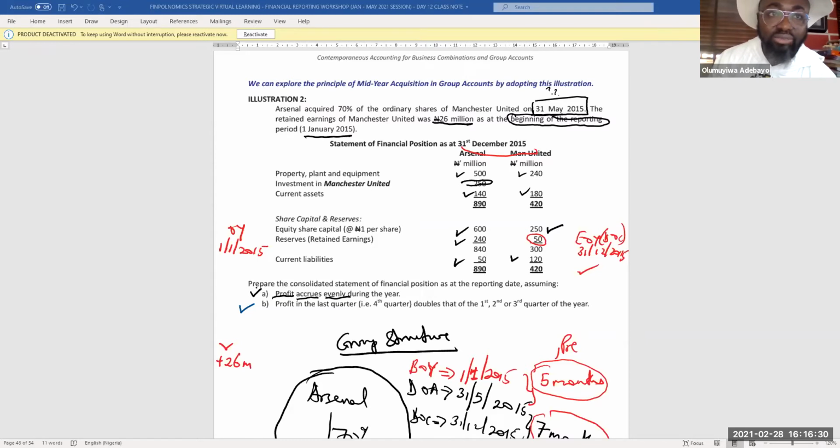Can you read what is there again? Can you read this sentence? Let me help you highlight so that you can read carefully. I'm pointing to it. Start like this: profit in the last quarter, that is fourth quarter, doubles that of the first, second, or third quarter of the year.